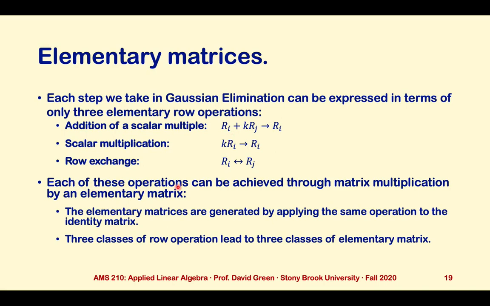And any other manipulation we might try to do, we can actually express as a combination of these. Each of these operations, it turns out, can be equally achieved through matrix multiplication by a special sort of matrix called an elementary matrix. These elementary matrices are generated by applying this operation to the identity matrix, and once we have them, we can perform these row operations simply by multiplying by the matrix. The 3 classes of operations give 3 classes of matrices, although there are many individual matrices within each of these classes corresponding to different choices of I and J, different choices of K, and so on.